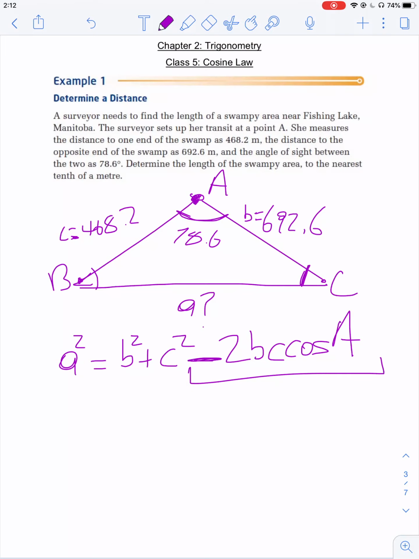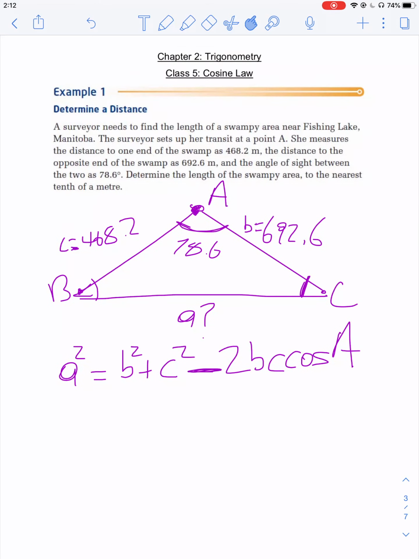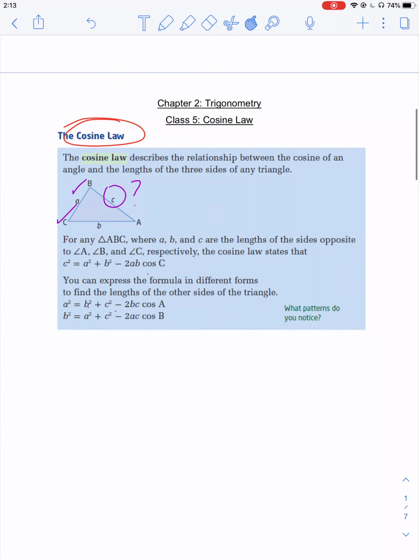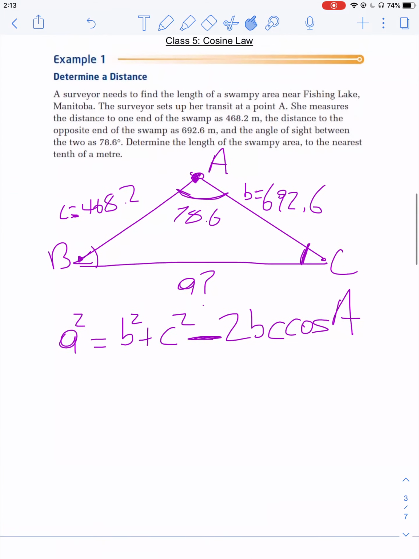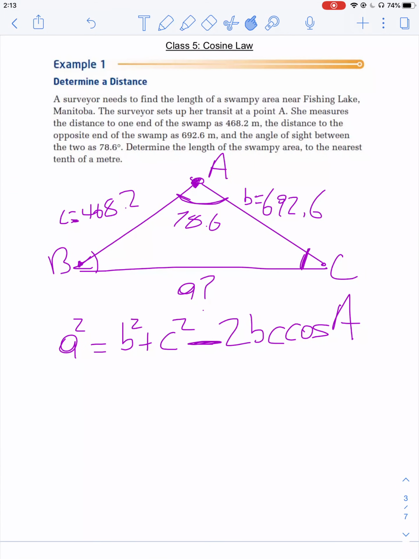So let's just verify this, because it's been a long time since I've actually used this formula. So let's see if I have the right one. B squared plus C squared minus 2BC cos of A. This is the one that I'm using. So I do have the right one. Now all you have to do is plug in values and solve for A. This is not difficult. The tricky part is when you have to solve for the angle.